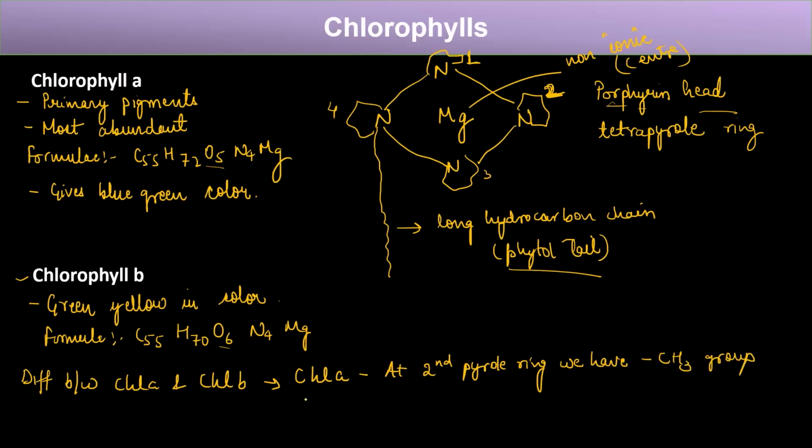Okay. While in the case of chlorophyll B, at the second pyrrole ring, we have a CHO group. So now we can clearly see where this difference of 1 oxygen is coming from. In chlorophyll A we have the CH3 group, while in chlorophyll B we have the CHO group. So this 1 oxygen of the CHO group is causing the difference in the formula. Okay, so this is about the chlorophylls.